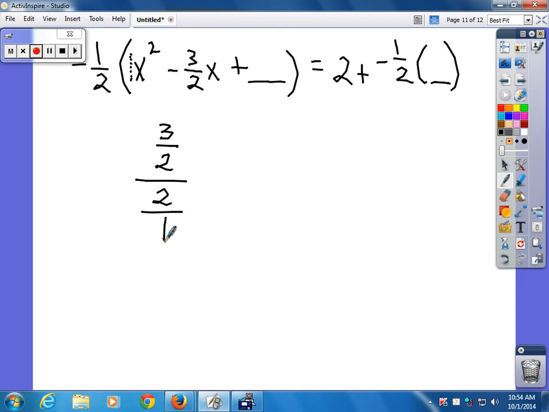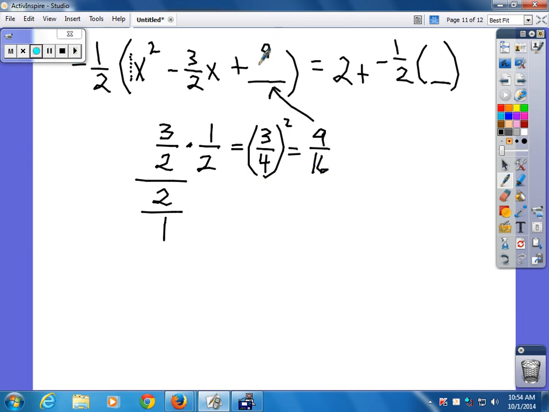So 3/2 divided by 2 is 3/2 multiplied by what? And that's equal to 3/4, and 3/4 quantity squared is 9/16. Don't worry, we're going to work several of these. Because you need to be able to do it. Alright, now that you've got that step, you should be able to finish it.